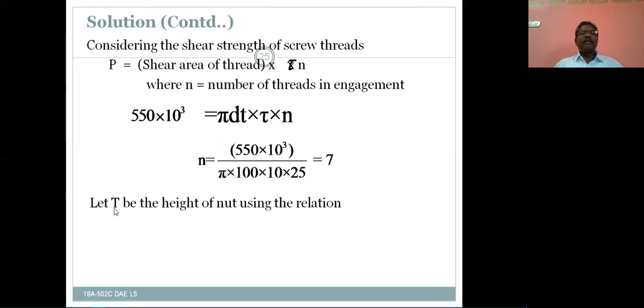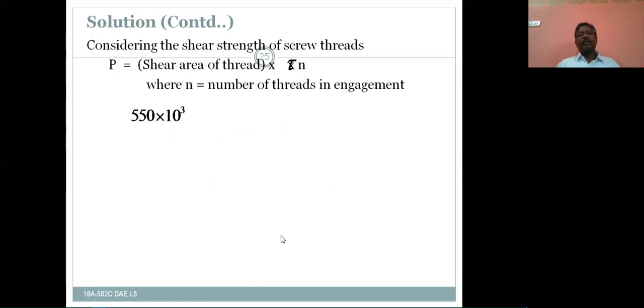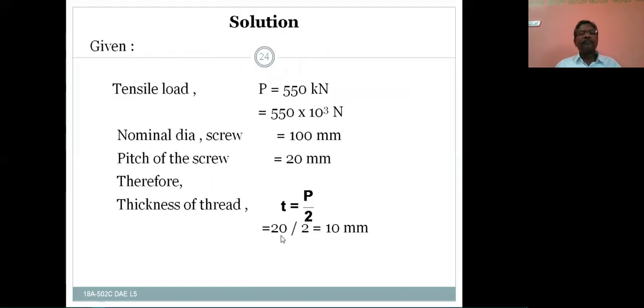Let T be the height of the nut. Using the relation T is equal to P into N, P is already given to you, and N is 7. So 20 into 7, height of nut is equal to 140 mm. This is the problem. Let us see this problem once again.